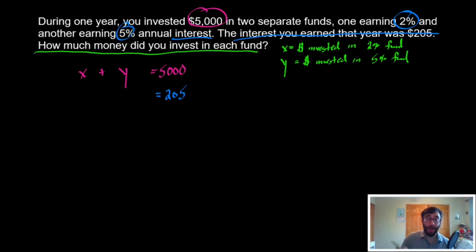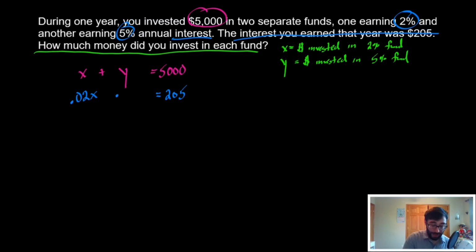Well, if I take how much money we invested in the 2% fund and multiply it by 2%, that's going to tell me how much interest we made in that specific fund. So if I take 2%, which remember you want in decimal form, which is 0.02, and multiply it by how much I invested in that fund, it's going to tell me how much money I made in that specific fund, okay?